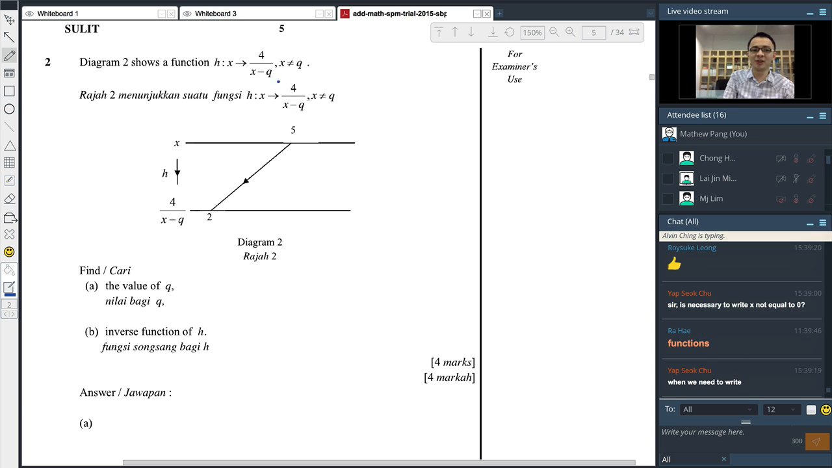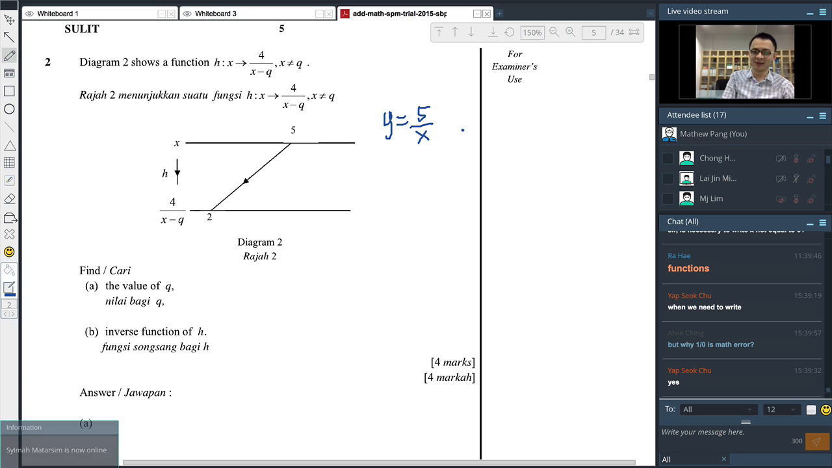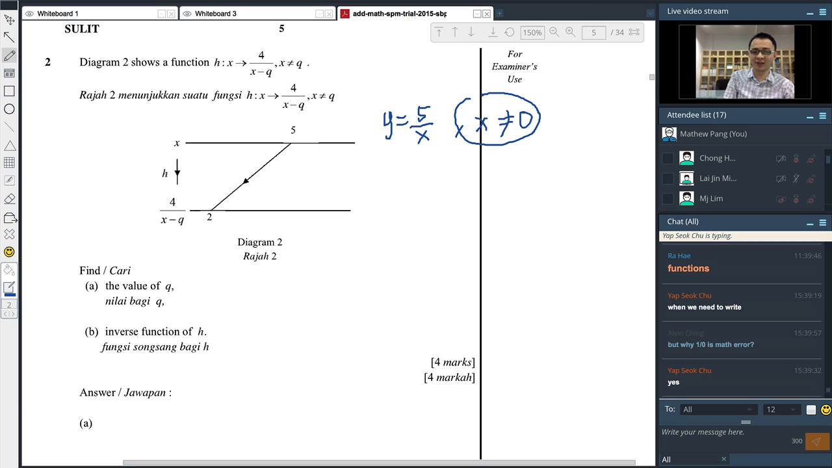So yeah, for this one, he says x cannot equal to q. When do we need to write x is not equal to 0? For example, if y equals to 5 over x, in this case, x cannot be 0, because if x is 0, 5 divided by 0, you'll get math error. So this is the reason why I must tell the person x cannot be equal to 0.